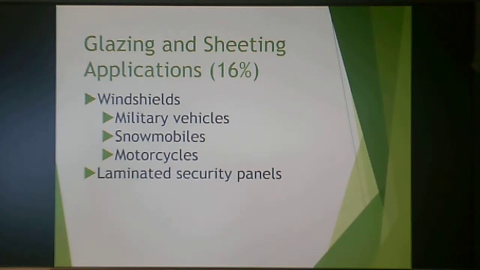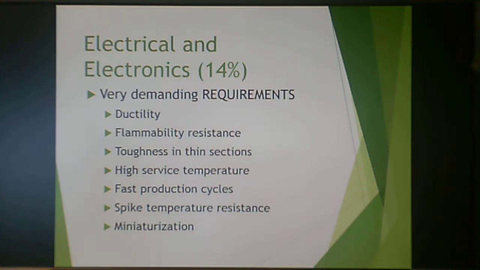Polycarbonate is also used widely as windshields for military vehicles because it has good impact resistance. Snowmobiles, motorcycles, and also laminated security panels, which are used in place of, say, glass for a secure application.